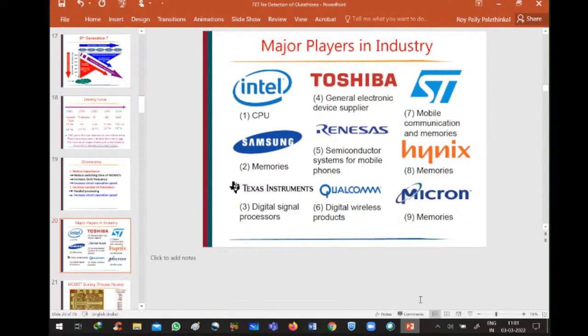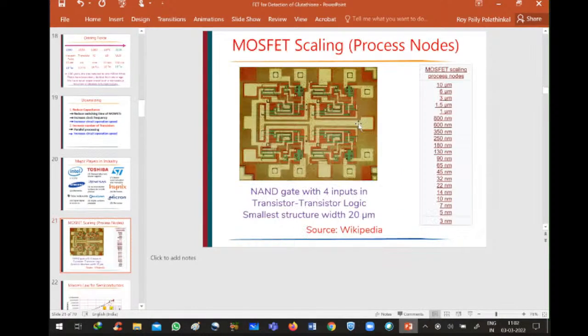If you look at the companies, there are many major players. Nowadays, Samsung is leading. Earlier Intel was leading. Then Texas Instruments. They make different things like CPUs, memories, DSPs, wireless products, communication, mobile phones, and general suppliers like that. There are a lot of players. It's a huge industry.